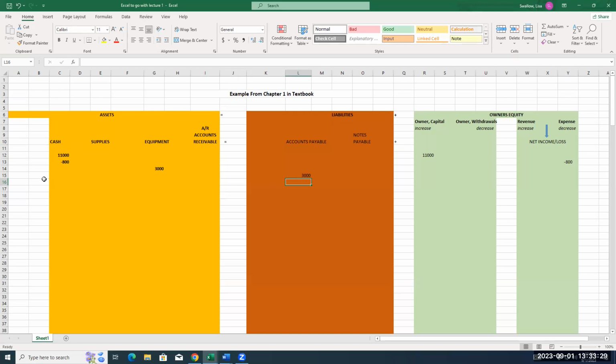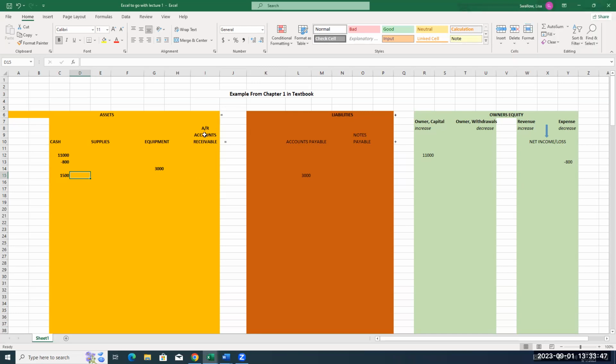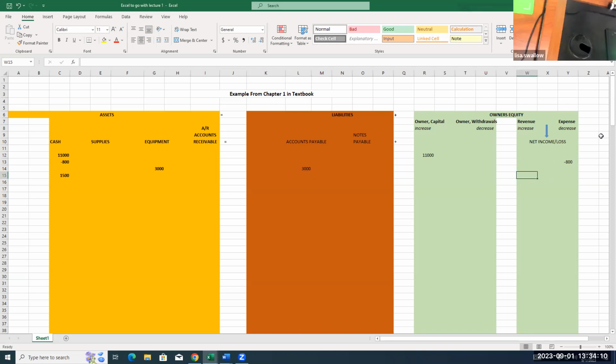I believe it adds 1,500 to cash. It does. I got paid $1,500 in cash. What else? Did it impact any other? I'm trying to think. Oh, yeah, owner capital. I feel like it goes into like revenue. It would be so much like revenue. Okay, it is revenue. Okay, that's what I'm thinking.